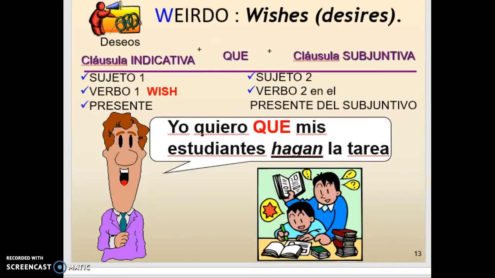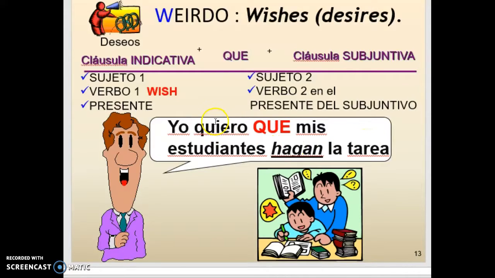Let's look at the W, a wish. You have your first clause, followed by que, and then your second clause, that's where you're going to be conjugating the subjunctive. Your first clause, yo quiero, or I wish, I'm the subject. I wish who? That my students. Okay, so I'm conjugating using the plural estudiantes, ellos. In my head, I'm thinking ellos. And then that they do the tarea, they do the homework, hagan la tarea.